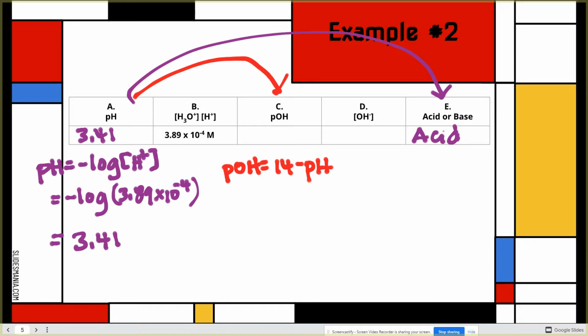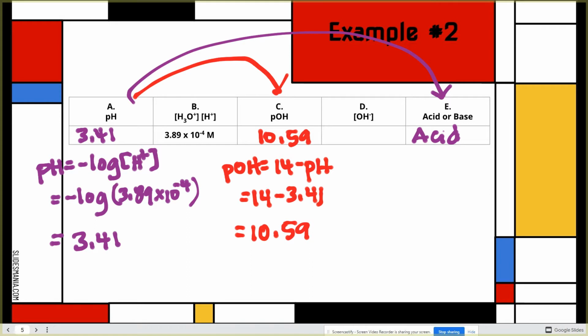Because again, if you add the pH and the pOH of the substance, it should equal 14. This is 14 minus 3.41. And I get the answer as 10.59. Okay, and this is 10.59.